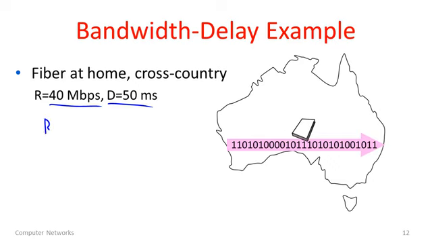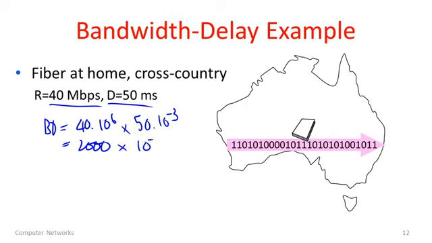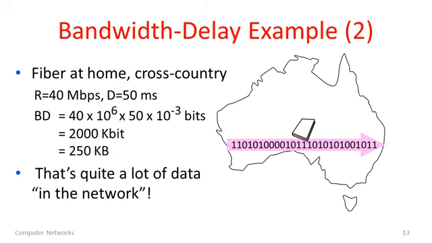So let's see, the bandwidth delay product now is equal to 40 times 10 to the 6 times 50 milliseconds. So that's 50 times 10 to the minus 3. Putting that together, we have 2000 times 10 to the 3. And that's in bits, so if I convert that to bytes, we'll have 250 kilobytes, the 10 to the 3 being a kilo. So 250 kilobytes.